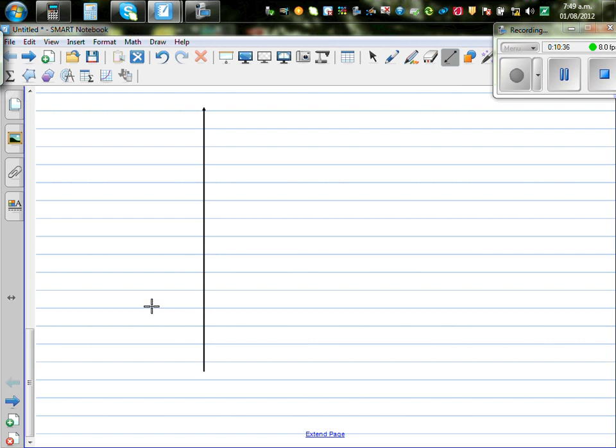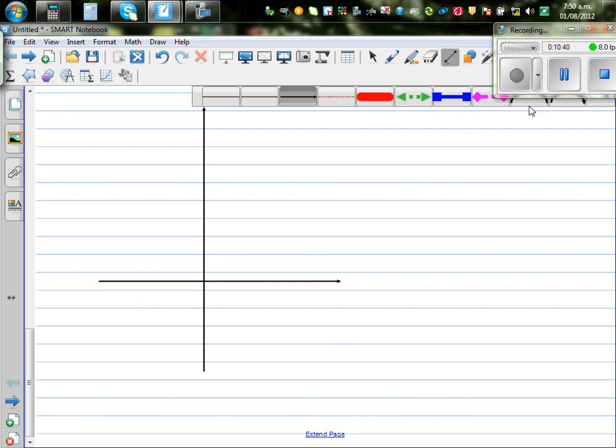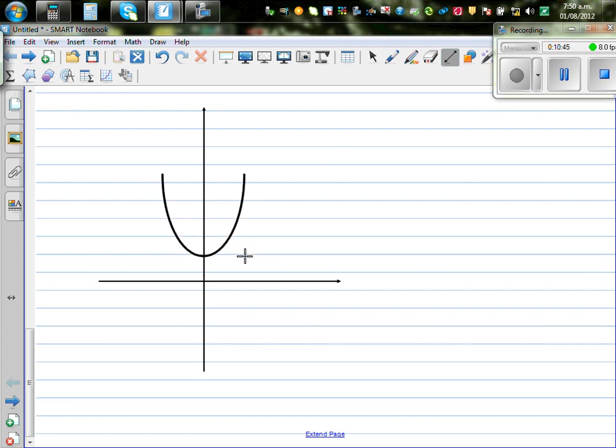Okay, so the question is, you have a parabola. So let me draw a parabola. Hopefully I can draw a parabola. Okay, so this is y is equal to x squared plus 2. Let me take x squared plus 2.